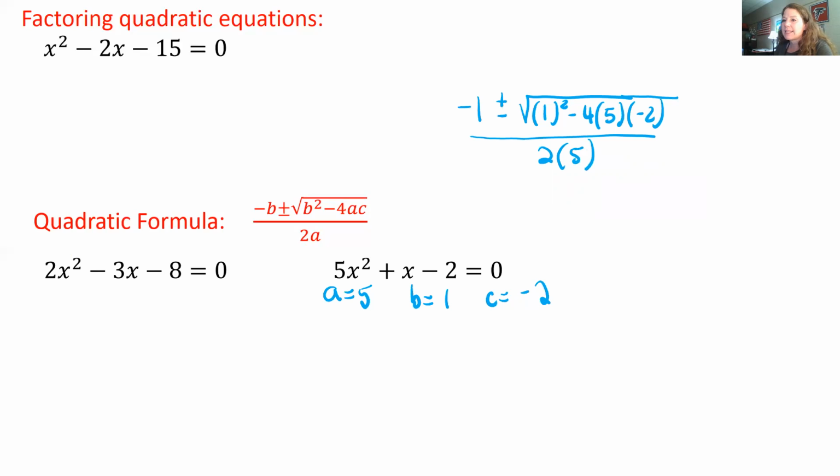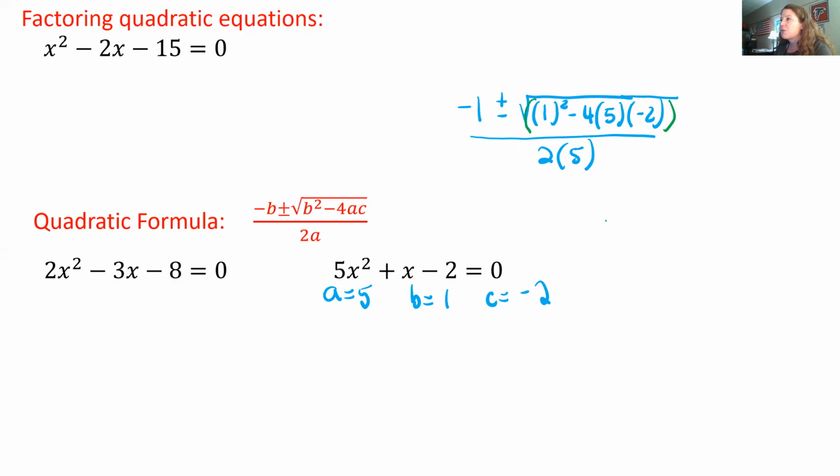All right, so like I said, in my calculator, I always start with what's under the radical. It's called the discriminant. So in my calculator, I'm typing in 1 squared minus 4 parentheses 5 parentheses negative 2, and I get square root 41. Now, you can always try to simplify square root 41. So for example, if you had the square root of 45, that's actually 3 square roots of 5, okay? But square root of 41, 41 has no factors that are perfect squares.